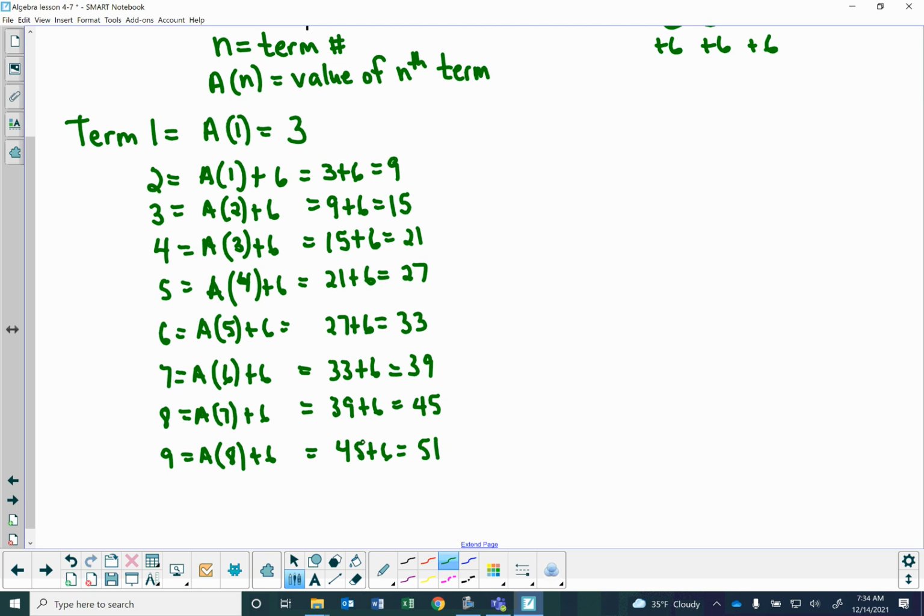So to find the ninth term, you must extend the pattern. Let's write our recursive formula. Our recursive formula says a of n equals a of n minus 1, because you always do that. It's always going to be a of parentheses n minus 1, the value of the term in front of it, and in this case, plus 6. So there's our formula. And the ninth term, so a of 9 here, was a of 8 plus 6, which we found to be 51.